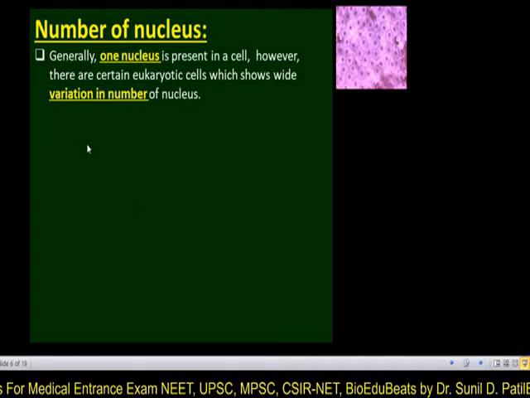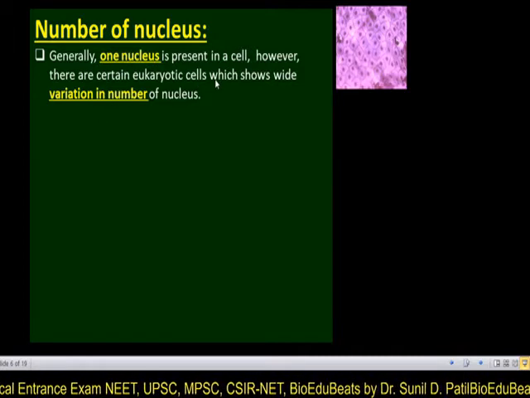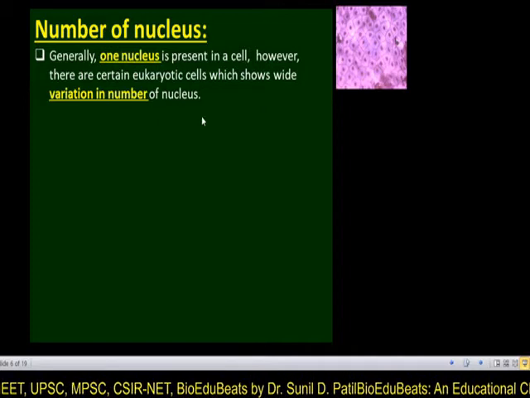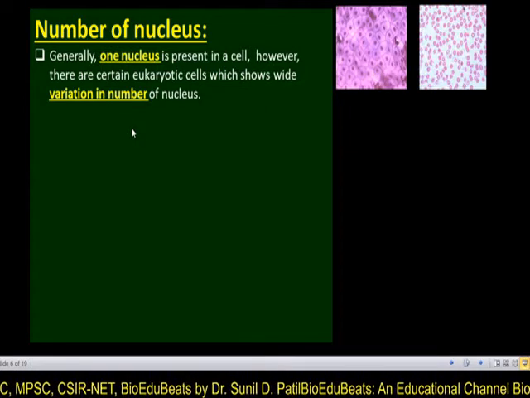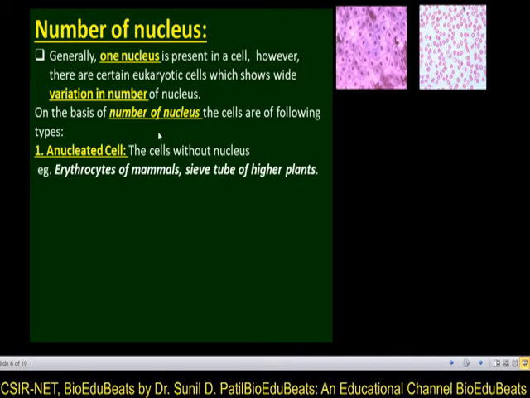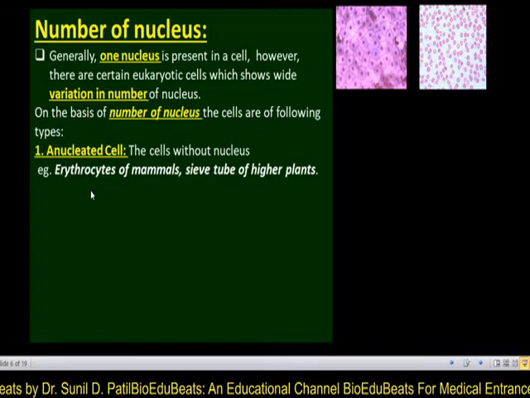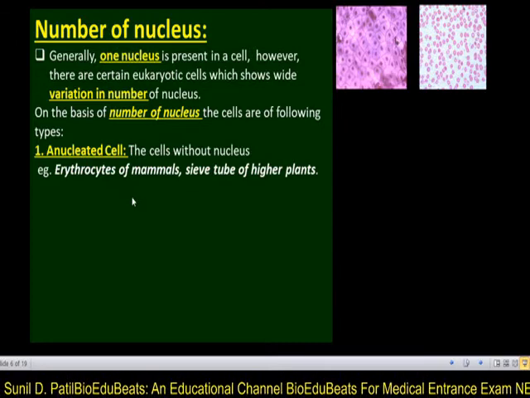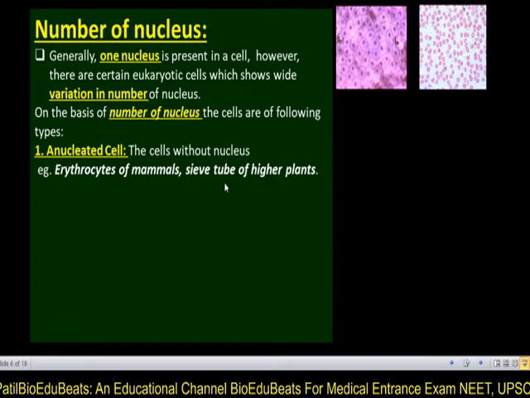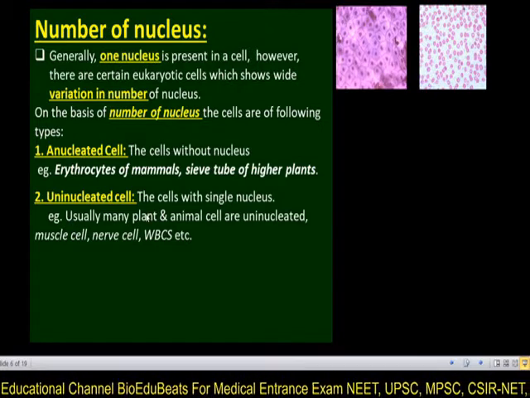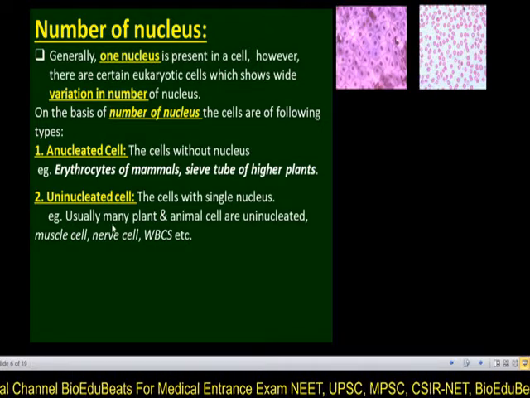So the number of nuclei: generally one nucleus is present in most cells. However, there are certain eukaryotic cells which show variation in the number of nuclei. First is the enucleated cell, without a nucleus. We have already seen the examples: RBCs or erythrocytes of mammals and sieve tubes of higher plants do not have a nucleus. Uninucleated cells: most cells are uninucleated, with a single nucleus.